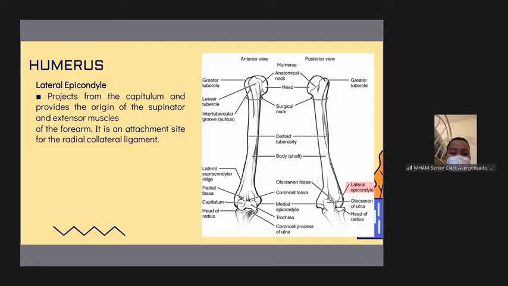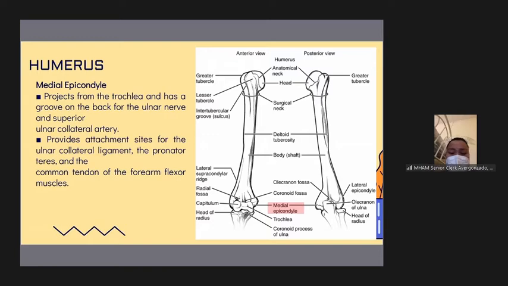And lastly, your lateral epicondyle, which projects from the capitulum and provides the region of origin for the supinator and the extensor muscles of the forearm. So it is an attachment site for the radial collateral ligament. And also your medial epicondyle, which projects from the trochlea and has a groove for the ulnar nerve and superior ulnar collateral artery. So this area provides an attachment site for the ulnar collateral ligament, the pronator teres, and the common tendon of the forearm flexor muscles.